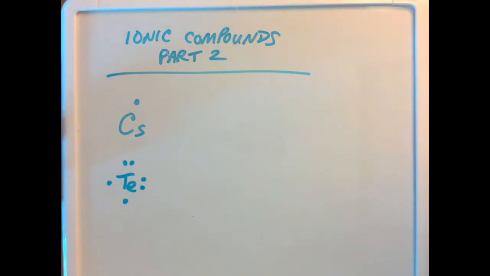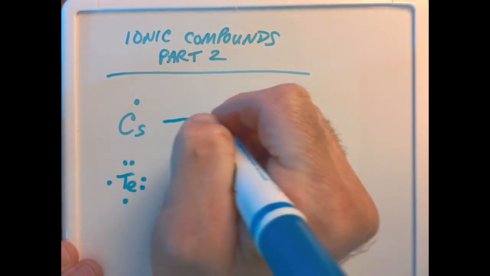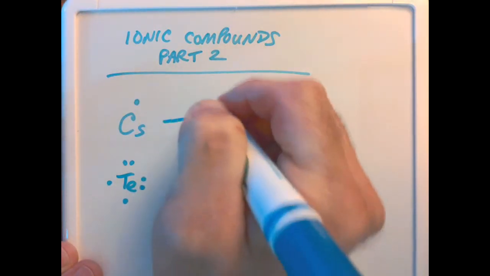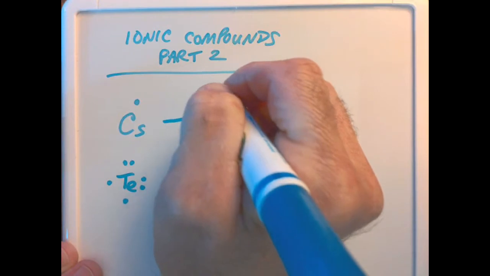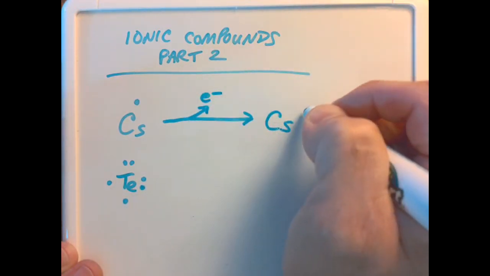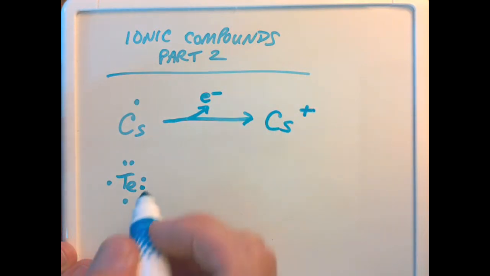Neither one of them is particularly happy with their status right now because neither one of them has a full valence shell. Cesium, of course, with just one valence electron in a shell that could hold 8, is going to be inclined to throw away that one valence electron and become a cesium ion. What kind of ion? It's going to be a 1+ ion because you just threw away one negative thing and you kept all the same number of protons, so you're going to have a 1+ overall charge.